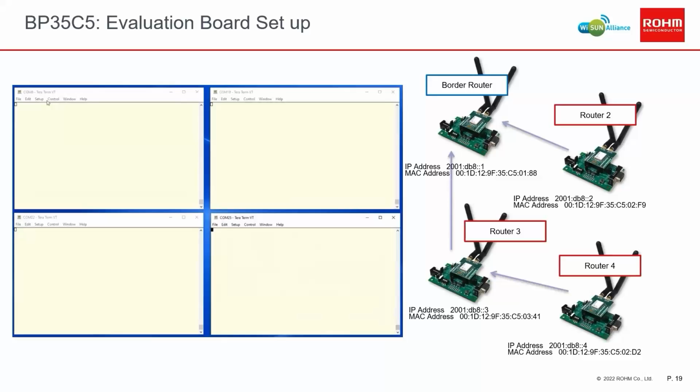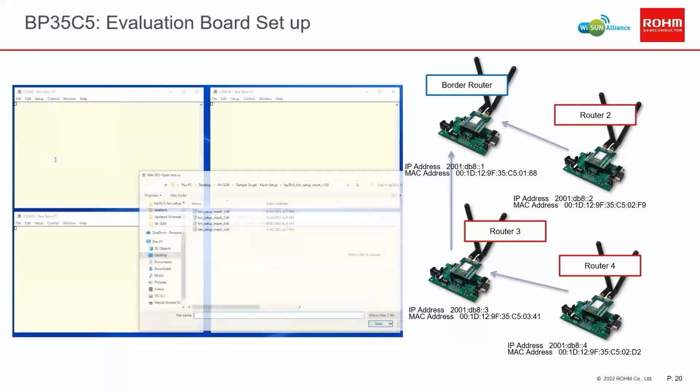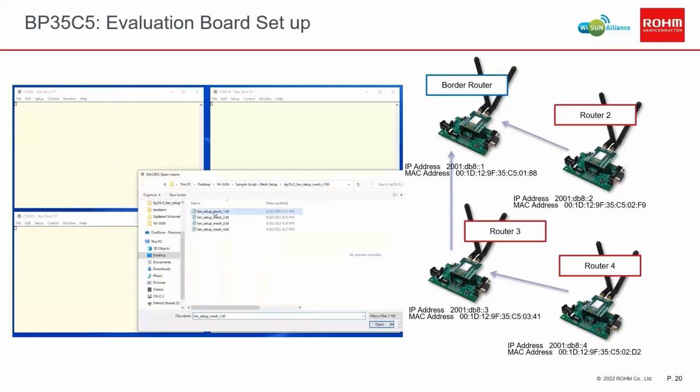Now, let's run the downloaded scripts in order. Here ROHM has the ability to execute scripts. We will go over the execution method. On each terminal window, select Control, Macro, specify the script file for that terminal, then execute.